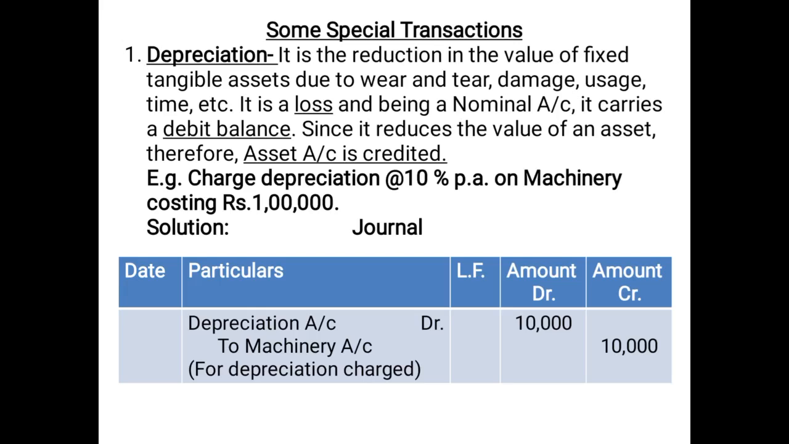That means with the passage of time, as we go on using our fixed tangible asset, those assets which cannot be converted into cash within 1 year without any loss, and which can be seen and touched. So this is the reduction. Now, as you know, with the passage of time, things become obsolete, and obviously the value of such tangible assets goes on decreasing with the passage of time. So such decrement in the value is known as depreciation. It is a loss for the business, and therefore as per nominal account, it carries a debit balance.